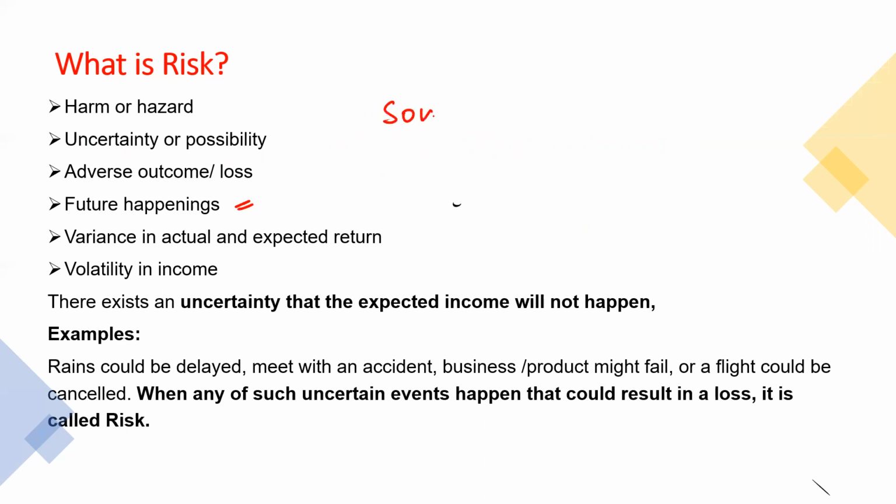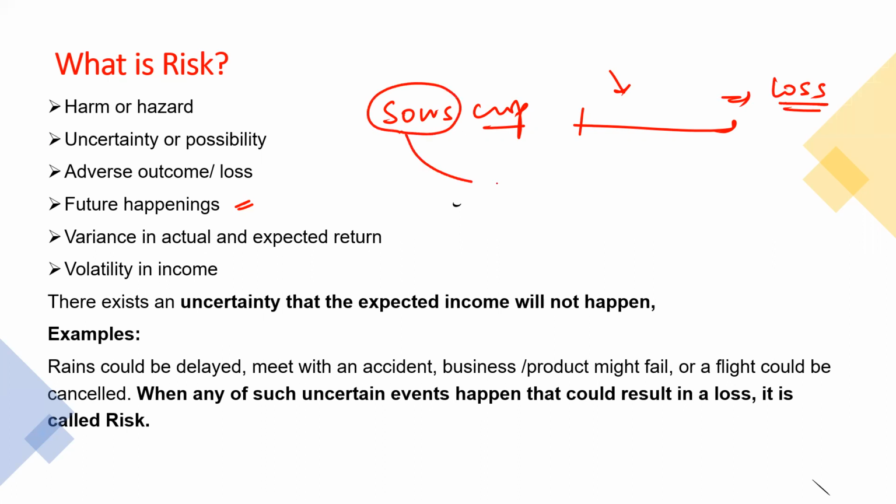A farmer sows a crop, hoping that there will be good monsoons. And the monsoons don't happen on time, or they are less than what is anticipated. In that case, he suffers a loss. When he sowed the crop, he thought that in the future, the rains might be normal, but the rains were not normal. They were less than normal. And because of which he suffered a loss. Now, this is something of a future happening, and this is the risk: some uncertainty about a future event, which may cause us some loss.